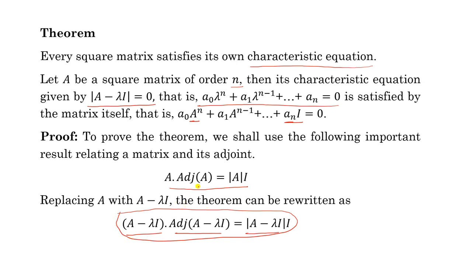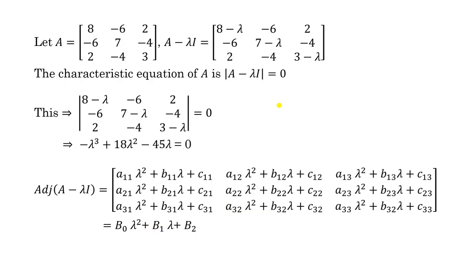First we'll try to define all these things, then we'll put the values of all these things here. Just take one example. Just like we have written determinant of A minus lambda in this way, first look at one example. Suppose A equals this matrix, a square matrix of order 3. So A minus lambda I has all the diagonal elements written in this way: 8 minus lambda, 7 minus lambda, 3 minus lambda. The characteristic equation is determinant of A minus lambda I equal to 0. If you find this determinant, you will get this kind of characteristic equation.